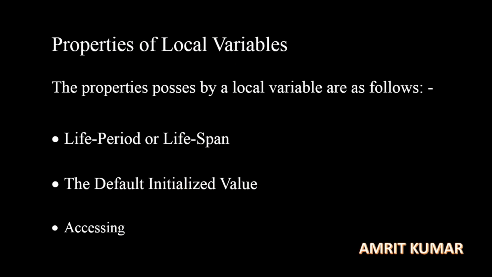Let's look at the properties possessed by a local variable. They are as follows. First, life period or lifespan. Second, the default initialized value. And third, accessing: how we can access any local variable, and that is a very important thing. Now, moving on to the first property of the local variable, that is life period or lifespan.